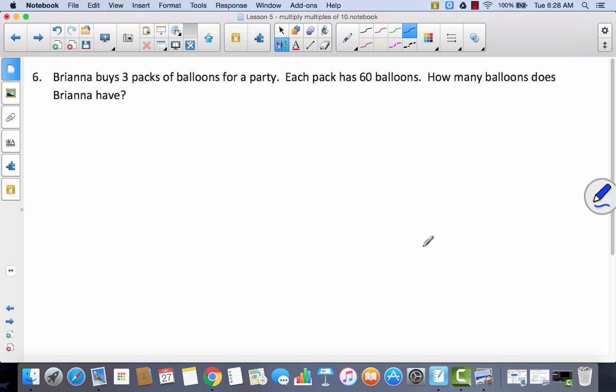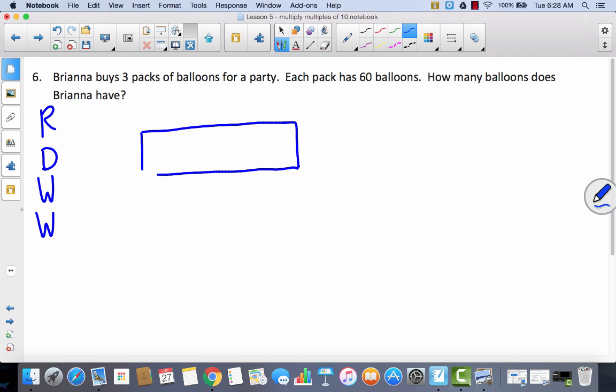All right, very last problem. So this is an application problem. So we're going to use the read, draw, write a number sentence, write a word sentence process. So Brianna buys 3 packs of balloons for a party. Each pack has 60 balloons. How many balloons does Brianna have? So I'm thinking that a tape diagram would work for this problem. I'm going to divide this into 3 parts because it says 3 packs. So I've got 1, 2, 3 packs. It says each pack has 60 balloons. And I want to know the total. So this is going to be my total. And I'm going to label this B for balloons, but you could label it whatever you wanted to.